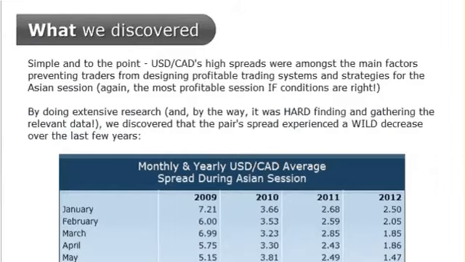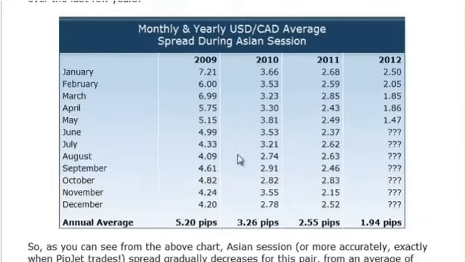Simple and to the point, USD CAD's high spreads have been going down. Not long ago, spreads during the Asian session were simply too high. Whether you were using a robot or manual trading, it just wouldn't work. It was very difficult finding relevant data, not as easy as you might think. And believe me, we've done the research. You see it presented here, nice and neat, but it wasn't easy to put all of this together.